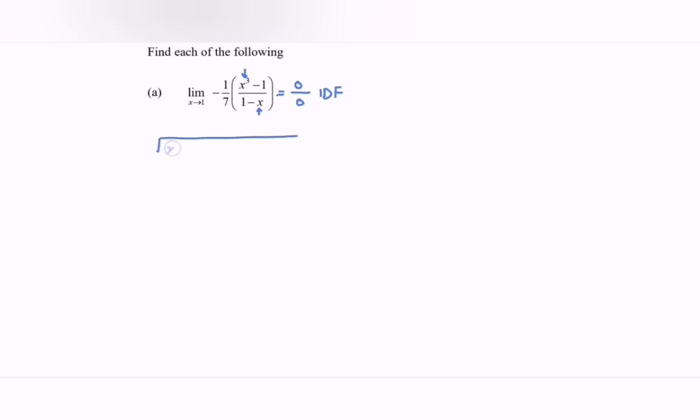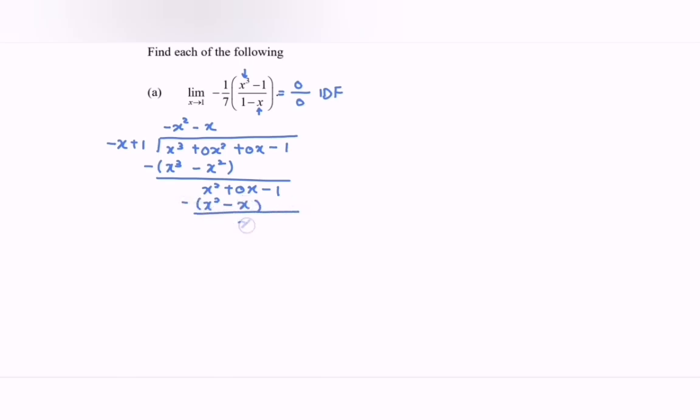So in here we have x to the power of 3 plus 0x square plus 0x and then minus 1. The divisor will be negative x plus 1. So negative x square. So here we will have x to the power of 3 and then we have negative x square. So continue. We have x square plus 0x minus 1. Next, we have to multiply with the x. So we have x square minus x. Then we have x minus 1. Then we have negative 1 in here. So we will have x minus 1.